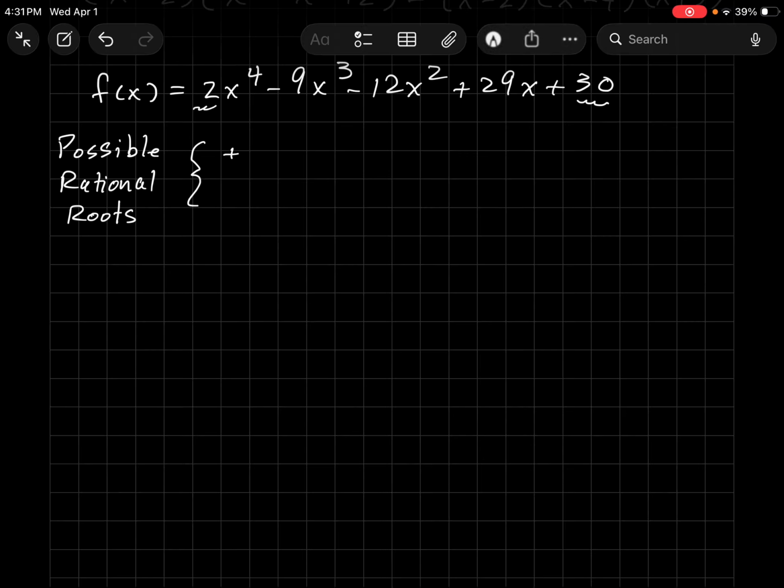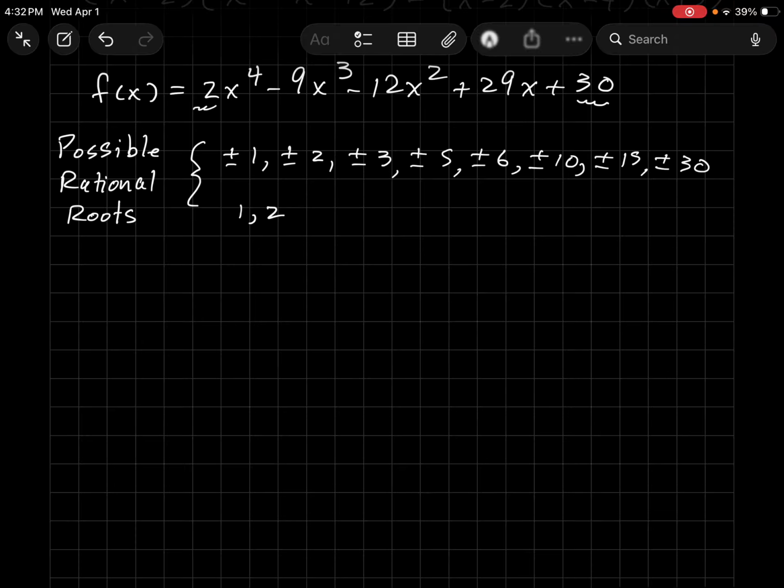So plus or minus 1, 2, 3, 5, 6, 10, 15, and 30 divided by both 1 and 2.